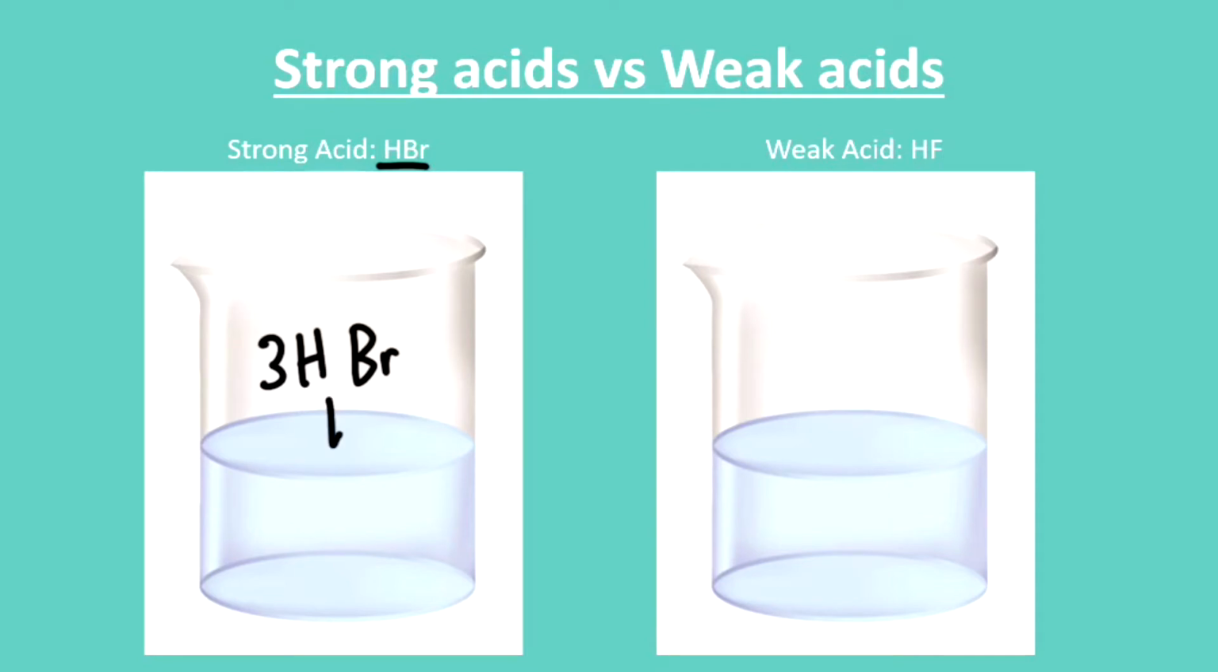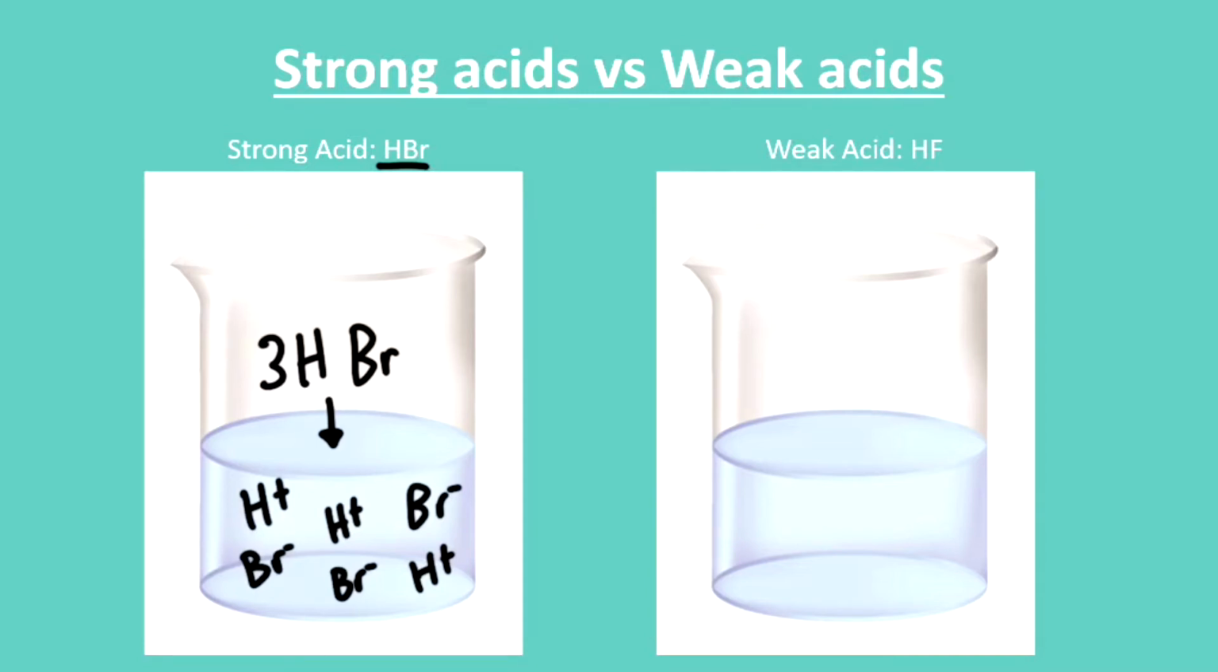Well, it turns out that they dissociate. They split apart into ions. So we get H+ and Br-. And if I put a total of 3 HBr's down there, I'm going to get 3 H+ ions and 3 Br- ions. We would say that the percent ionization here is 100%. Every single molecule I put down into solution became an ion.